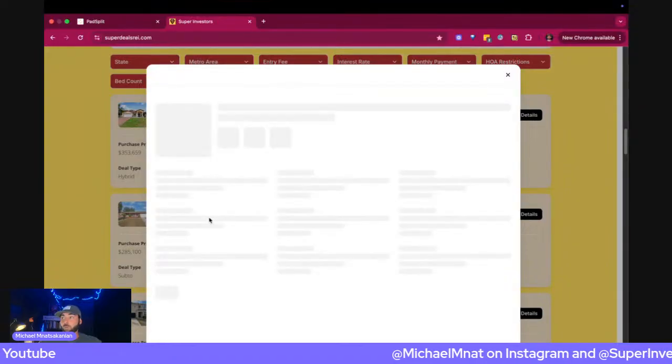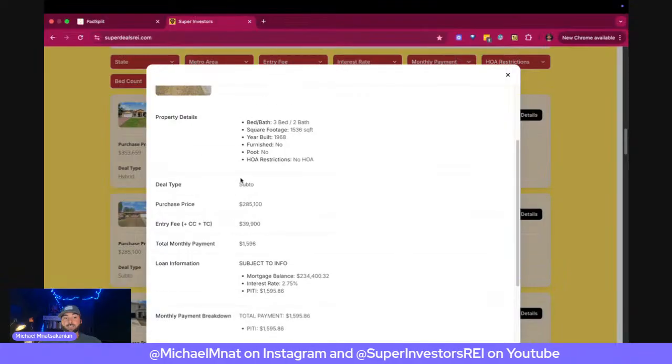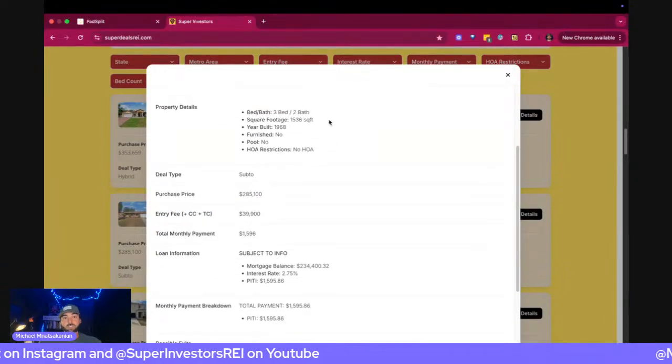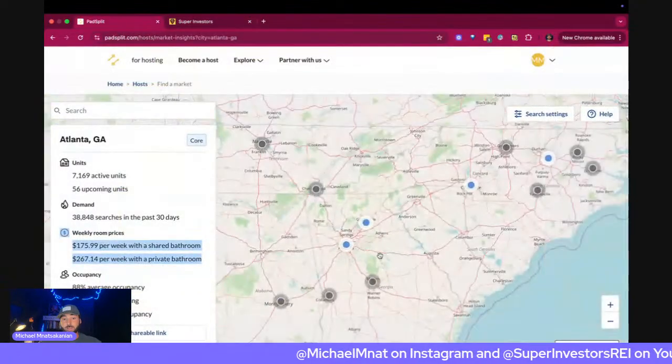because it's a core pad split market. So I know we'll have data, right? All I want is data for us to be able to analyze this deal. Straight subject-to deal. How big is it? It's a little small, 3-bed, 2-bath, 1,536 square feet. We'll come back to this one, but this one's viable because if you look here, if you zoom out, you go to Florida.